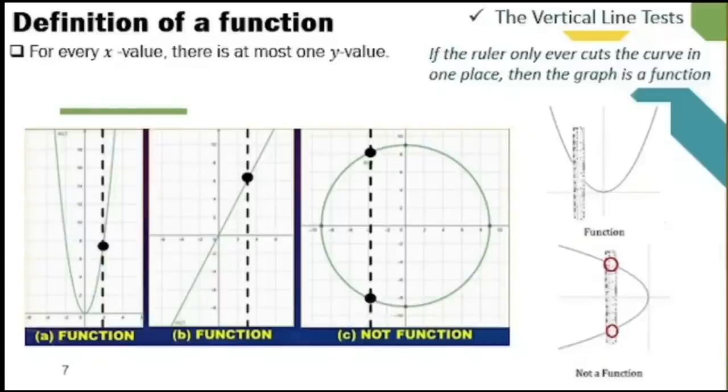So grade 12s, to summarize quickly, if I have a parabola and I put a ruler on it to do the vertical line test, it only cuts it once. Yes, it's a function. But the inverse of a parabola, you've got to be careful. If you put a ruler on it, it cuts it twice. So the inverse is not a function. The only way to make the inverse a function is if you restrict the domain of the original function.